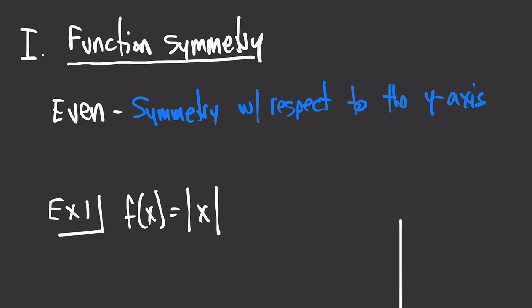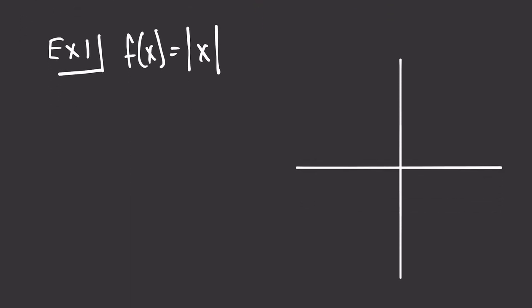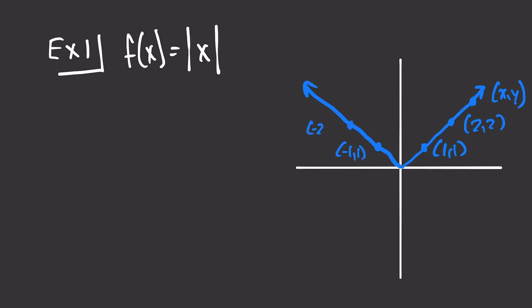All right, so a simple function that we know has symmetry with respect to the y-axis is f of x equals the absolute value of x. And I'm sure you remember what this looks like. It's just our v. Let's talk about a few points on each side: 1, 1, 2, 2, and we'll make up a generic coordinate x, y. On this side we've got negative 1, 1, negative 2, 2, and negative x, y. Visually, it's easy to see this has symmetry with respect to the y-axis, but we don't want to graph every single one of these.